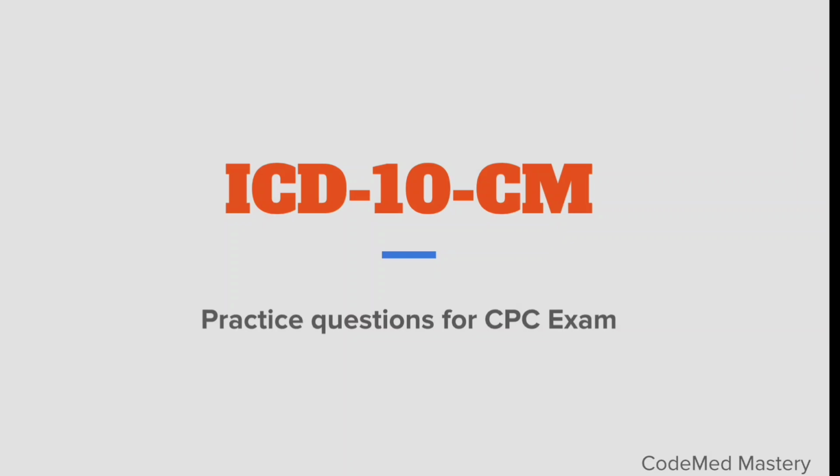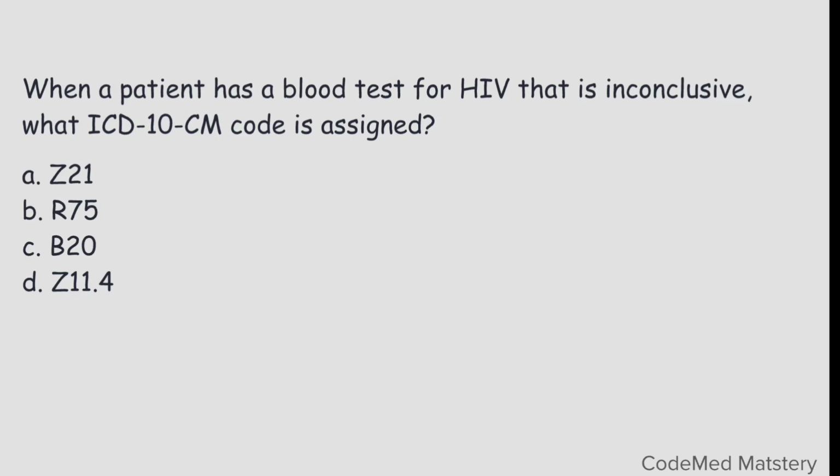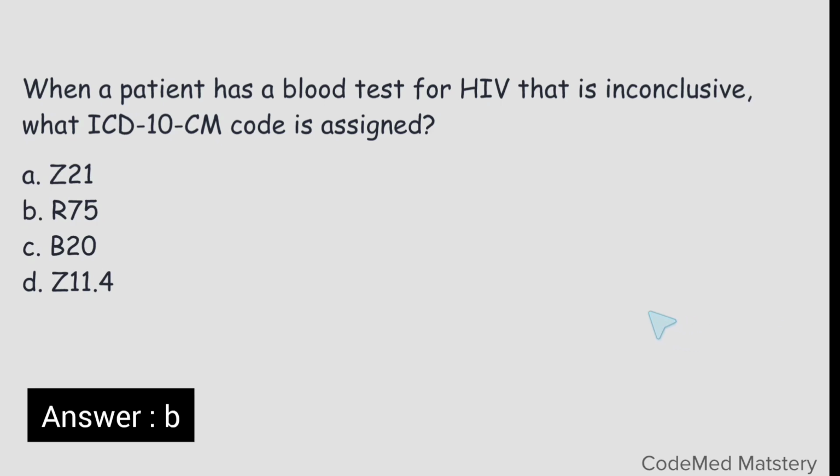Let's begin. First question. When a patient has a blood test for HIV that is inconclusive, what ICD 10 CM code is assigned? Option A Z21, option B R75, option C B20, option D Z11.4. The right answer will be option B R75.